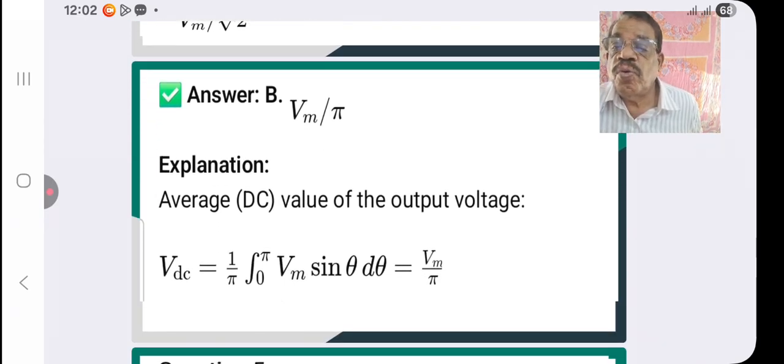The average DC value of the output voltage VDC is 1 by pi integral 0 to pi Vm sin theta d theta. That is an integral calculation and it will work out as Vm by pi.